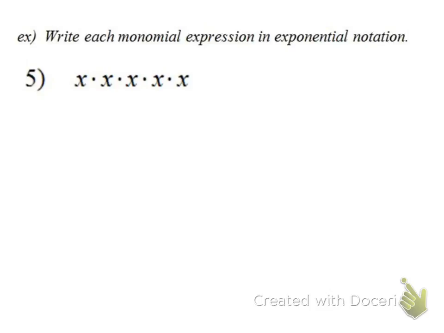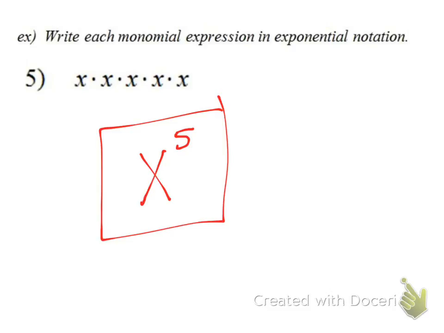You could put a 1 in the front if you want. I'm not going to put the 1, it's not necessary. But this is like x to the what power? Yep. You have 5 x's being multiplied together. So it's like x to the 5th power. That's it. We're just rewriting it using exponents.